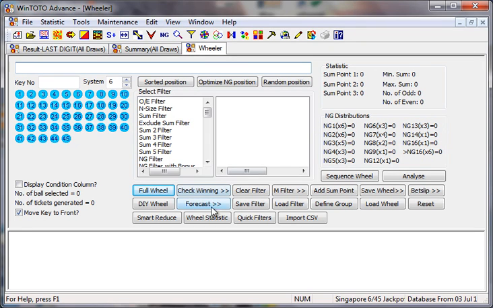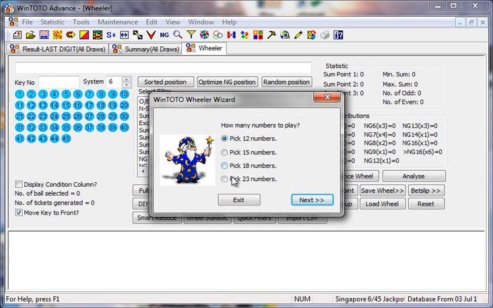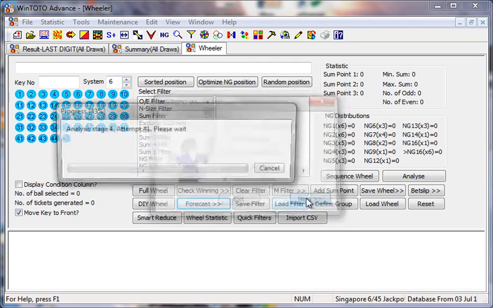Alright, so let's take a look at forecast. There are many forecasts that you can pick, as you can see over here. We will go for one that we have been doing very well, called the Wheeler Wizard. Are you ready? Now this time we will go for 23 numbers. Alright, let it go.